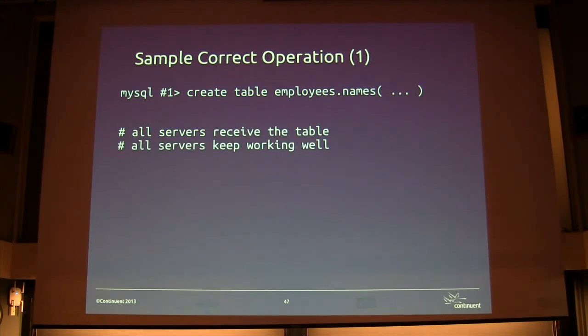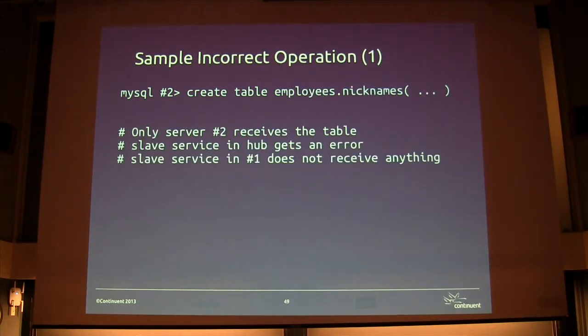Correct operation in server number one is that we create something in employees that is called names. Everything is fine, all the servers receive the table, all the servers keep working well. The same happens if I modify buildings inside server number two, which is authorized. So this is a correct operation, everything is fine. Now, let's see what happens when I do something wrong. In server number two, that is not authorized to use employees, I create a table named nicknames.